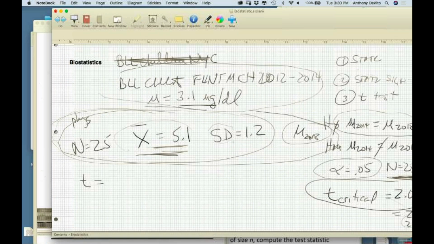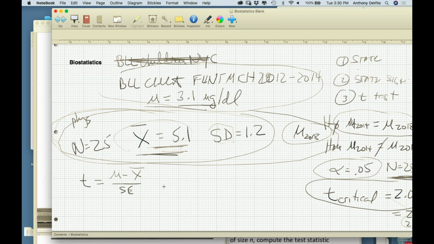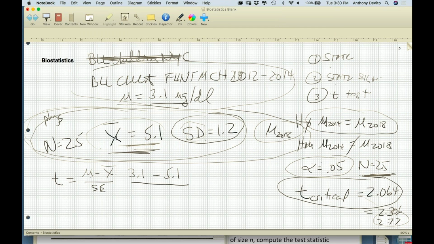So let's calculate what our t value actually is. It's equal to mu minus X bar over the standard error. Okay, so what was mu? What's the mean that we know? 3.1. And the mean that we don't know, that we have to use the average for, is 5.1, right? Over the standard error. So we have a standard deviation of 12 and a sample size of 25. So what is our standard error equal to? It's equal to 12 divided by the square root of 25. So what is the standard error? It's 12 divided by 5, which is 2.4, right?